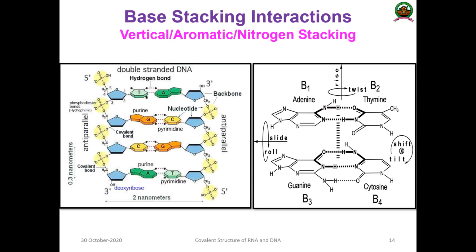The major reason for the spiral double helical nature of the DNA is the base stacking features. So this is all about the base stacking. Here B1 and B2, one is adenine, another one is thymine, with hydrogen bonds. Then B3 and B4, guanine and cytosine, with triple bond. As I said, you can see the bonding. But at the same time, between these two, there is a strong interaction.